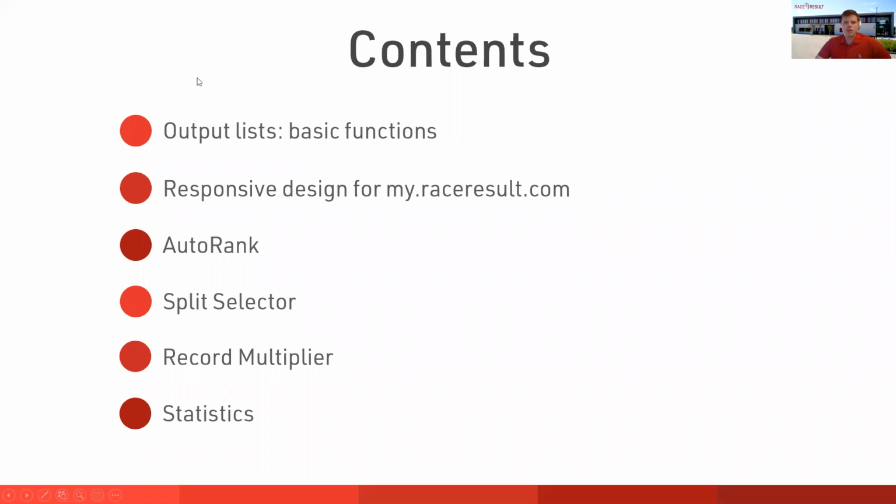So what are we going to look into today? The contents for today: output lists, basic functions. We also look at the responsive design for myresult.com. We will have a look at the auto rank feature, at the split selector, the record multiplier, and then we will also look at statistics.